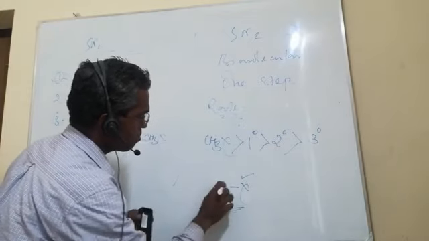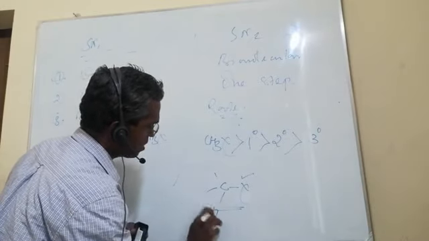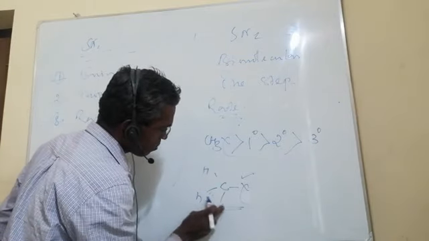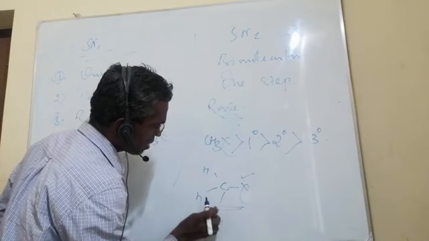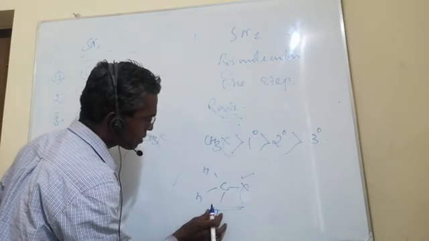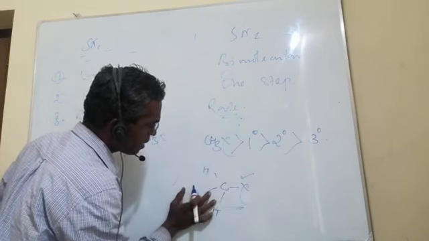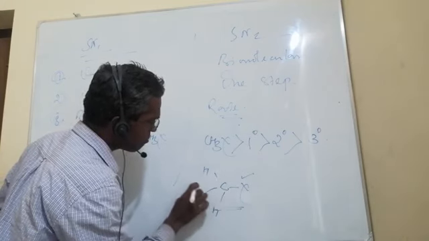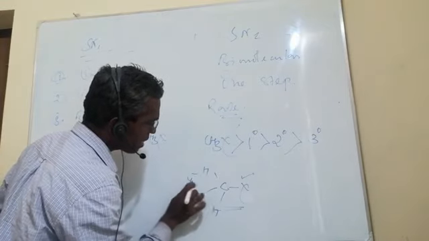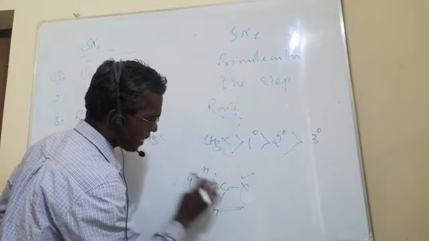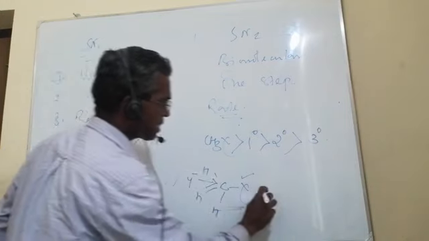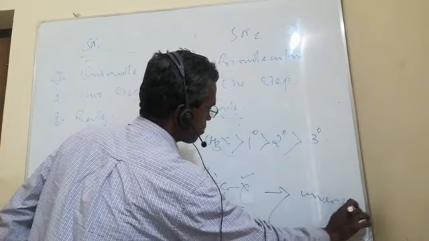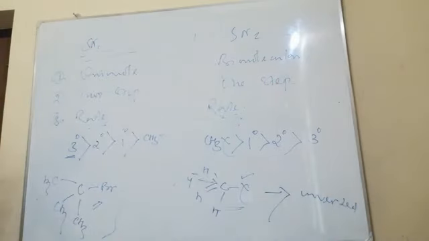Carbon is connected to 3 hydrogens. See here, there are 3 hydrogens. We know that the size of hydrogen is very small. Therefore, we have plenty of space between these hydrogens. Therefore, the nucleophile can very easily attack the substrate from the back. As a result, this will be converted into an inverted product. This is one reason. Now come here.